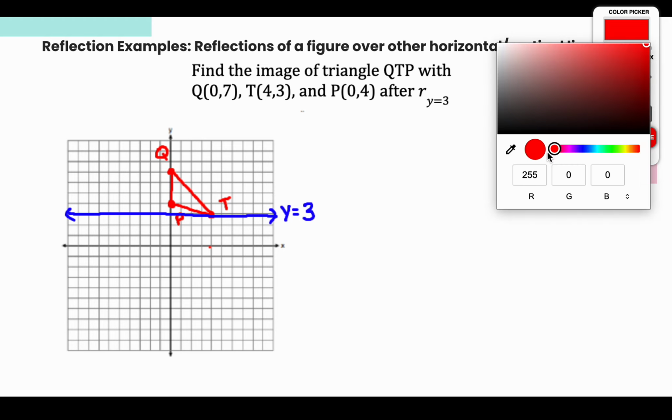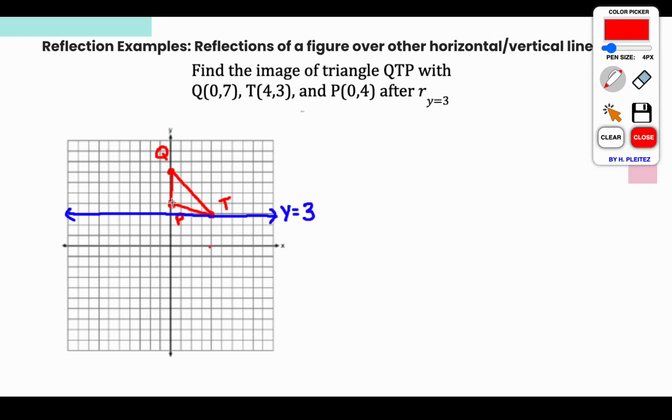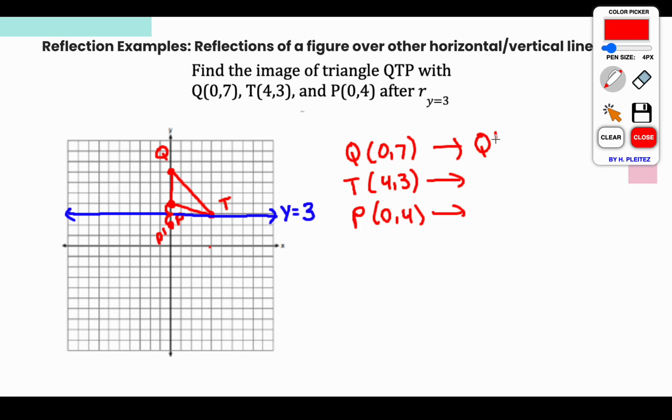So let's do point P first. Point P right now, if we count the distance, is only 1 unit away. So P prime is going to be right here. So we have points Q, T, and P. Q is 0, 7, T is 4, 3, and P is 0, 4. Then we're going to be creating Q prime, T prime, and P prime. So again, P prime is going to be 0, 2.